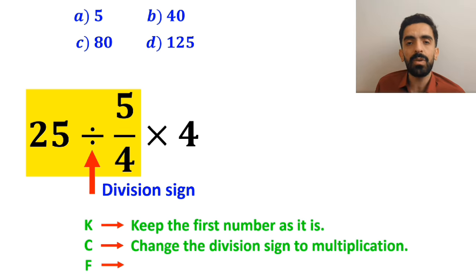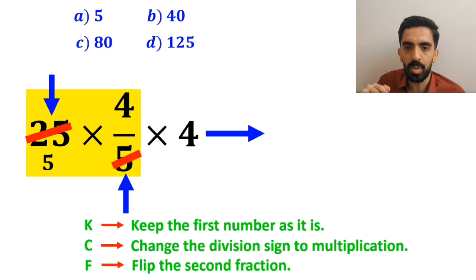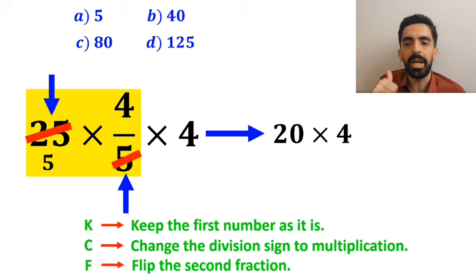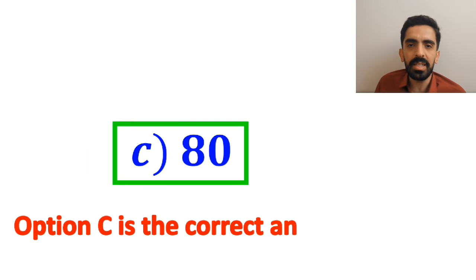Now, we can easily simplify the number 25 with the 5 in the denominator, and instead of this expression, we can write 20 multiplied by 4, which finally gives us the answer 80. Therefore, option C is the correct answer to this question.